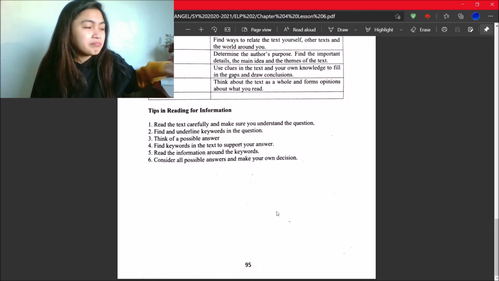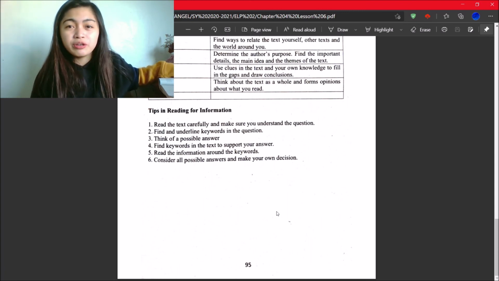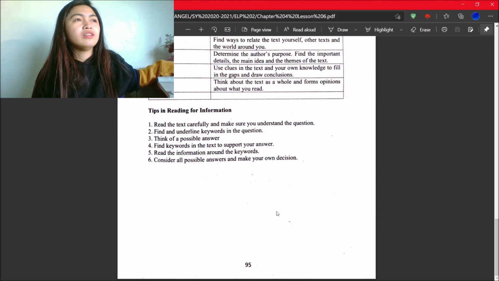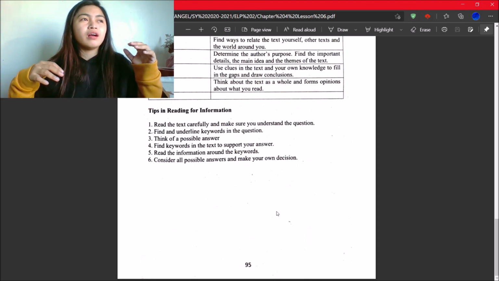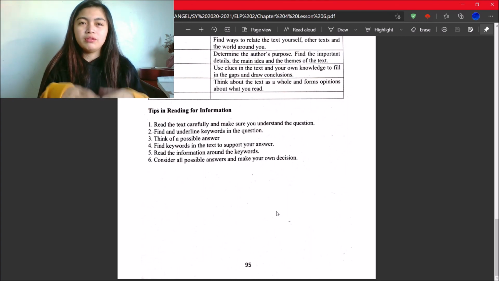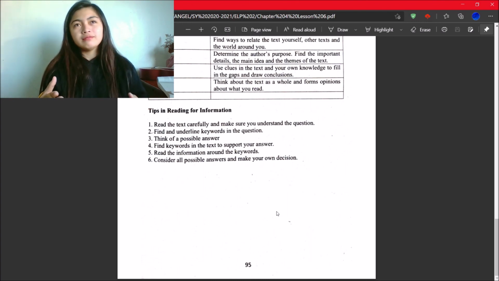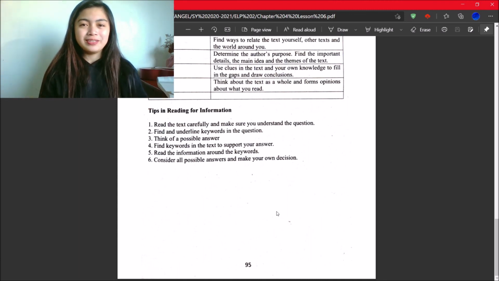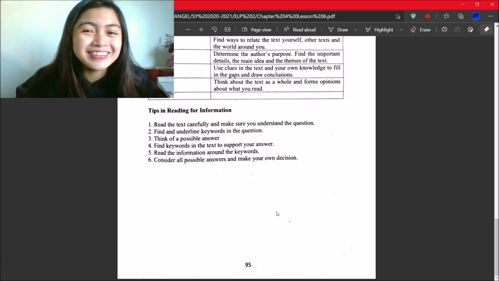So, again, it's not bad to do your best. Just do not force it all to have it all at once. So, ulitin ko, you cannot have it all at once. Ayun. So, yeah.